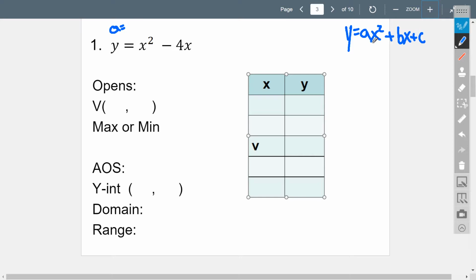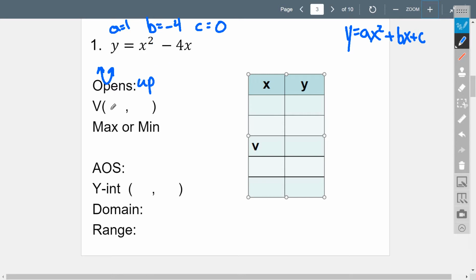A is the number in front of the x squared, which is 1. B is the number in front of the x, which is negative 4. And c is the constant, which isn't here, so it's 0. Now, since a is positive, we know that this will be opening up like this, because of the positive a value. If it were negative, it flips it upside down.